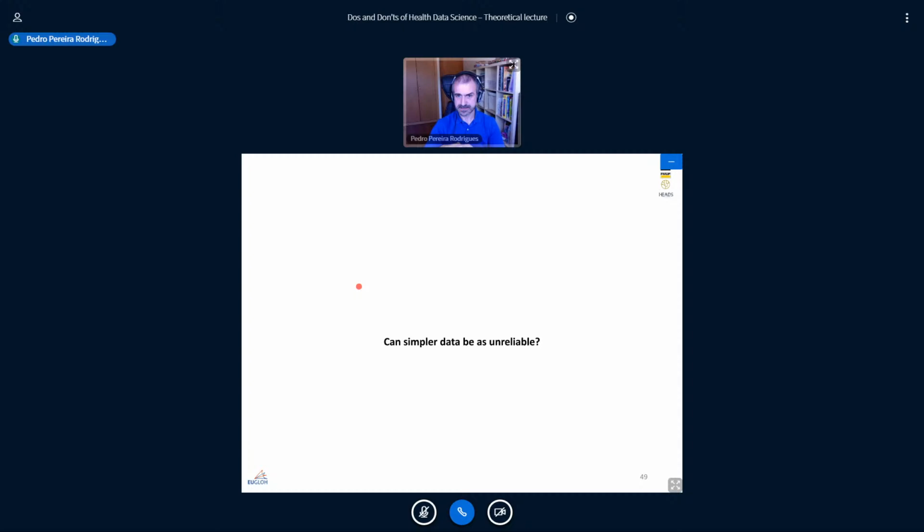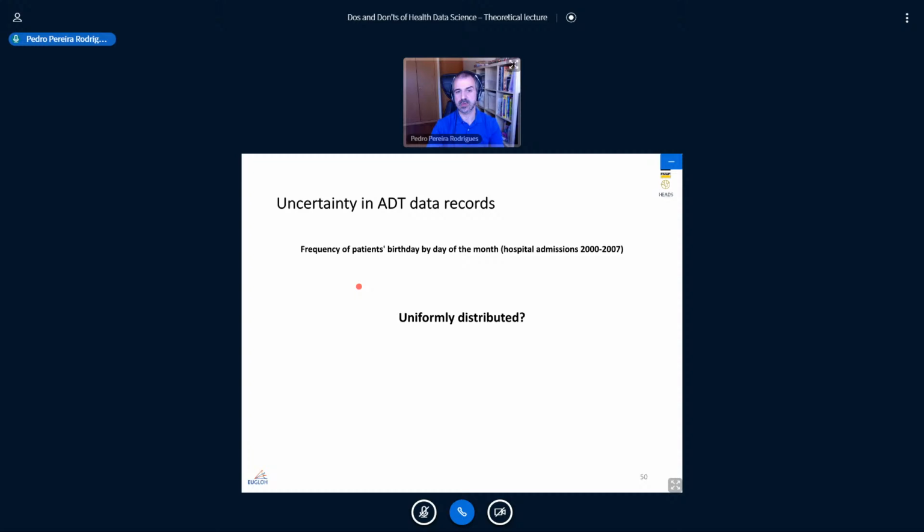Of course, visualization of reports is something that is quite specific, but these types of problems occur also where simpler data is analyzed. And this is just a toy anecdote for you to understand, but imagine that you wanted to see the frequency of a patient's birthday by the day of the month. Okay, so you just want to know if a patient's birthday is on the 1st of the month or on the 10th of the month and so on. And we look at all hospital admissions in Portugal from 2000 to 2007, so all patients admitted to public hospitals in this period, and we look at the frequency of birthday by day of the month.